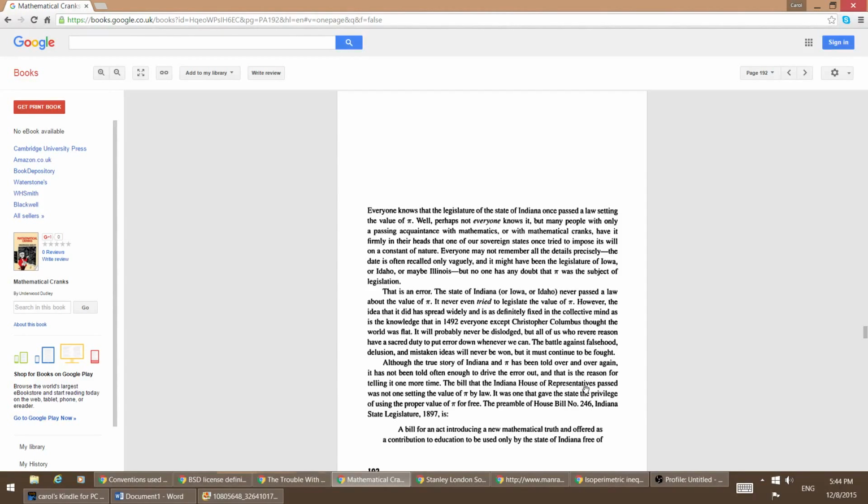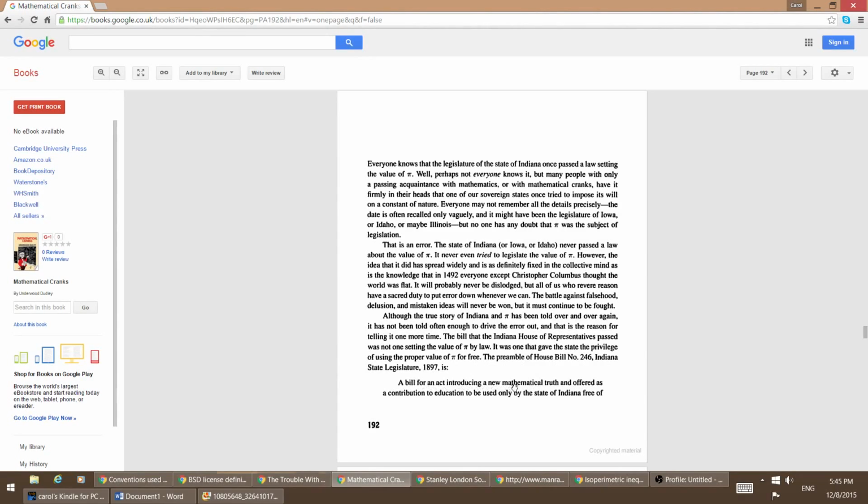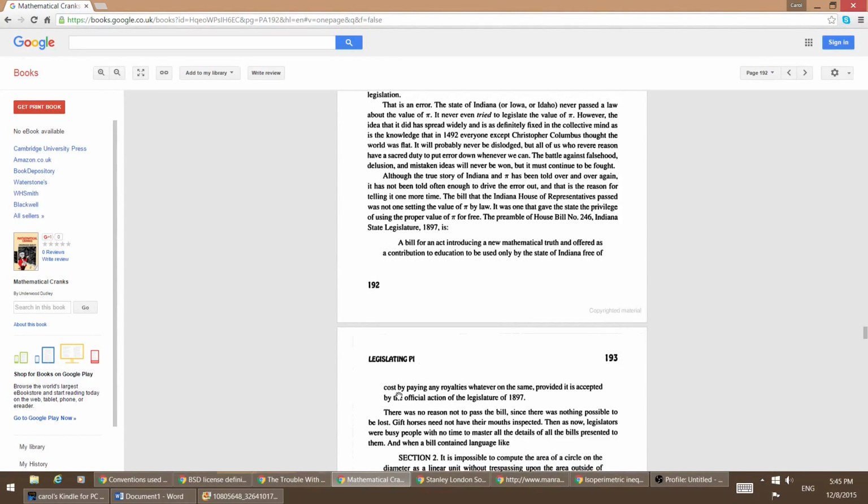The bill that the Indiana House of Representatives passed was not one setting the value of pi by law. It was one that gave the state the privilege of using the proper value of pi for free. The preamble of House Bill number 246, Indiana State Legislature 1897: a bill for an act introducing a new mathematical truth and offered as a contribution to education to be used only by the state of Indiana, free of cost by paying any royalties whatever on the same, provided it is accepted by the official action of the legislature in 1897. The proper value of pi for free.